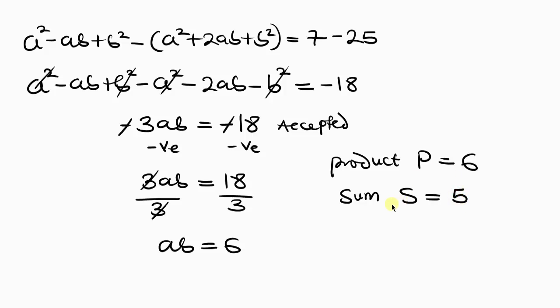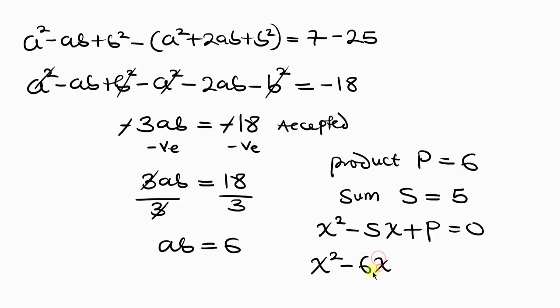Now I want to solve this together using a quadratic equation in terms of x. The quadratic equation has a formula, and I'm going to be using it: x squared minus the sum of roots, which is S, followed by x, and then plus the product of roots, P, equal to 0. So this is the formula for writing the quadratic equation.